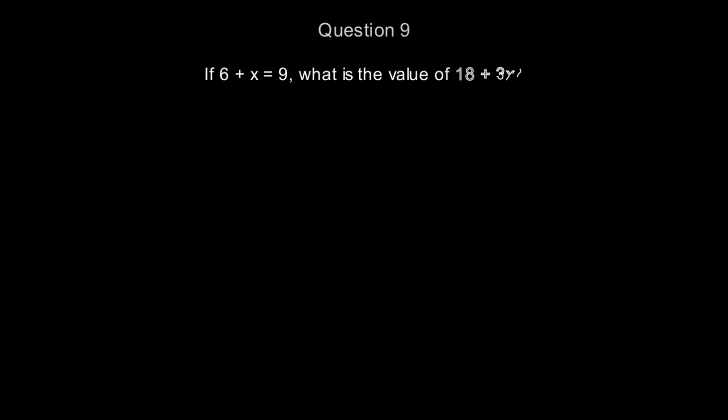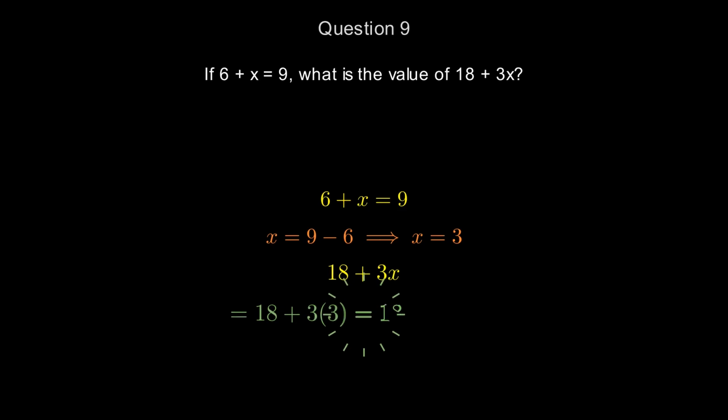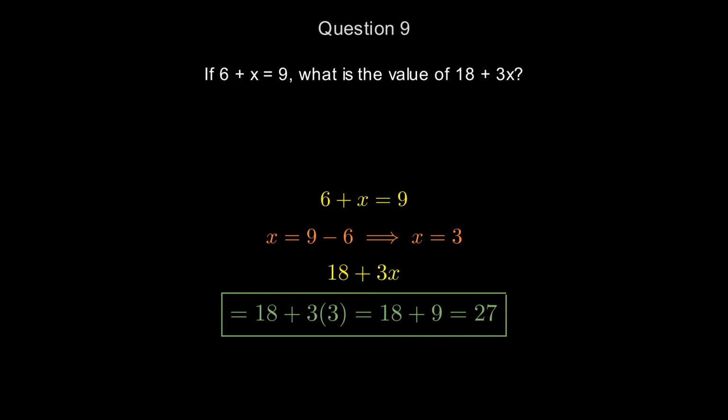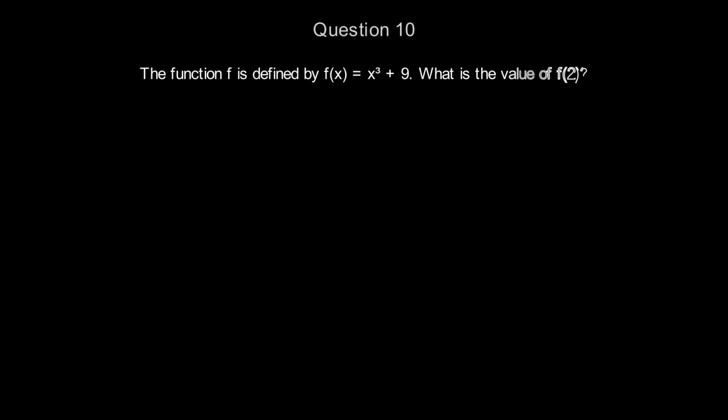Question 9. We are given the equation 6 plus x equals 9, and we want to find the value of the expression 18 plus 3x. First, let's isolate x in our given equation. Subtracting 6 from 9 gives us x equals 3. Now we substitute this value into our target expression. Replacing x with 3 gives us 18 plus 3 times 3, which is 18 plus 9, resulting in a final answer of 27. Now let's solve question 10.